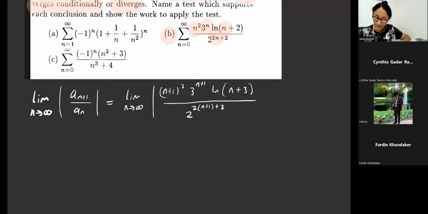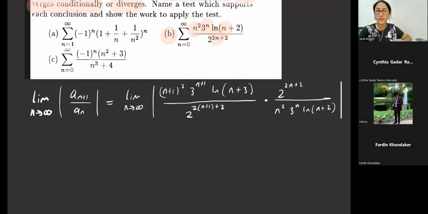Now I'm going to multiply by the reciprocal of a sub n. That would be 2 to the power of 2n plus 2 over n squared times 3 to the n times ln of n plus 2. Let me know if anyone has any questions so far. Okay, moving on. Now there's a lot of simplification before you take the limit. So I'm going to simplify as I go along.